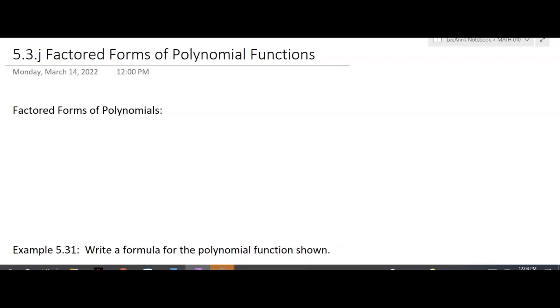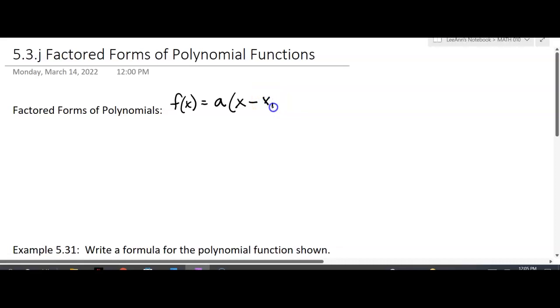Okay, so we can write the polynomial functions in what's called a factored form. And when we do that, we have something like f of x equals a, and then we have x minus x sub 1, and then to some p sub 1. And then I'll explain this a little bit more. And then, as many factors as we have.